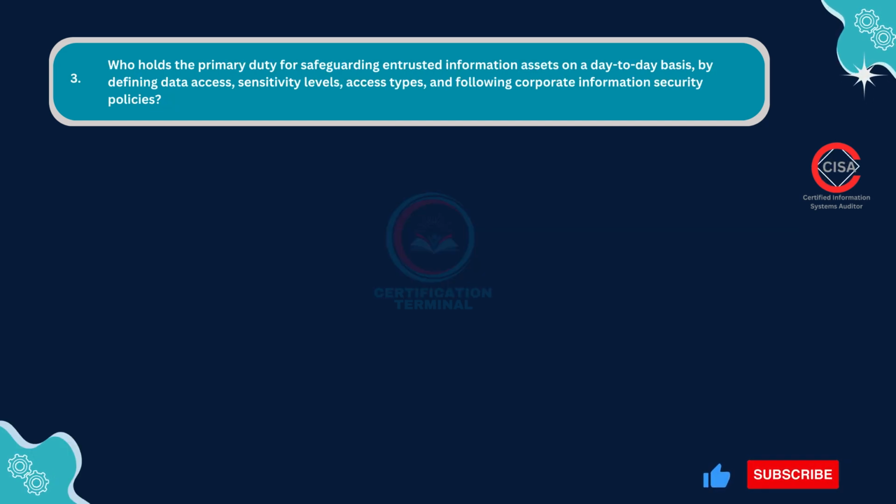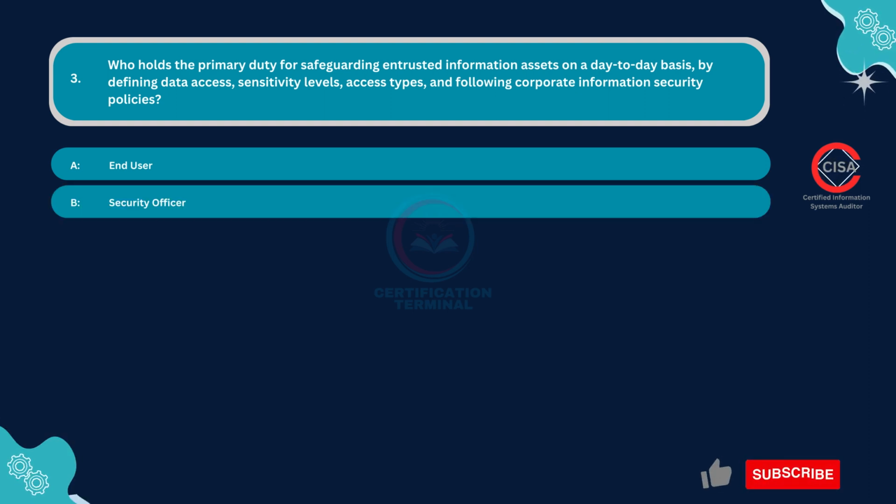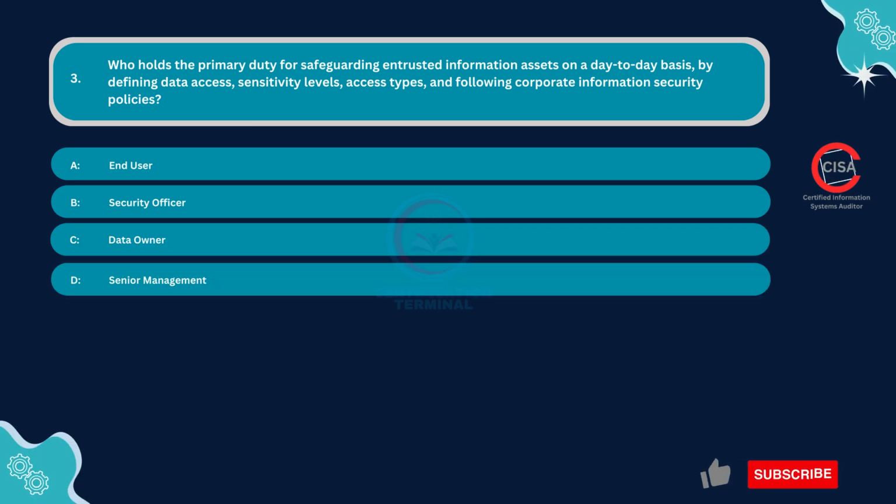Question number 3. Who holds the primary duty for safeguarding entrusted information assets on a day-to-day basis by defining data access, sensitivity levels, access types, and following corporate information security policies? Option A, end user. Option B, security officer. Option C, data owner. Option D, senior management. The correct answer is Option C, data owner.